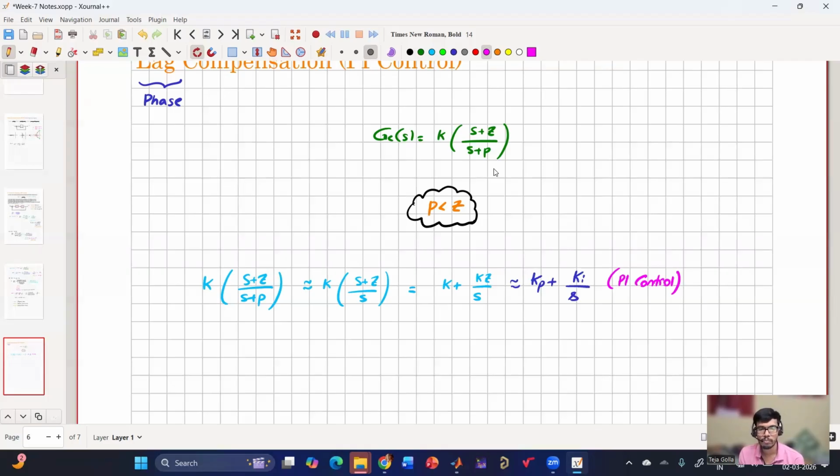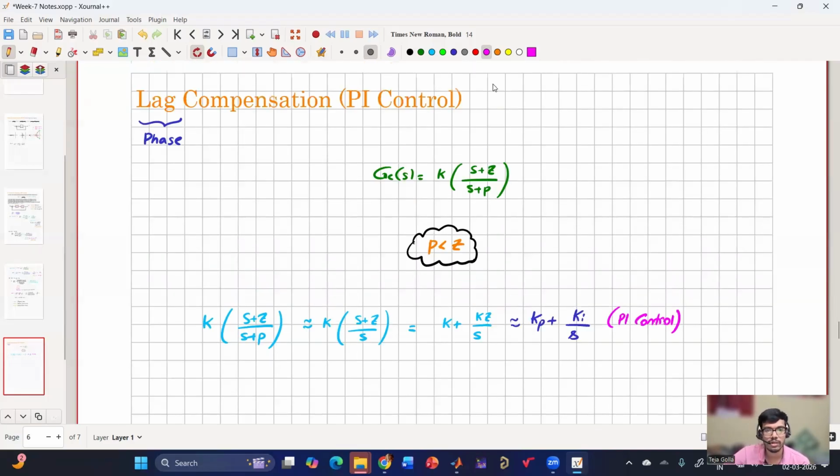But for the lag compensation, the transfer function is K into S plus Z by S plus P, which means the pole is coming before the zero. The magnitude of the pole is smaller and the magnitude of the zero is a little bit larger. Sorry for the confusion. So is this concept clear, Saurabh?